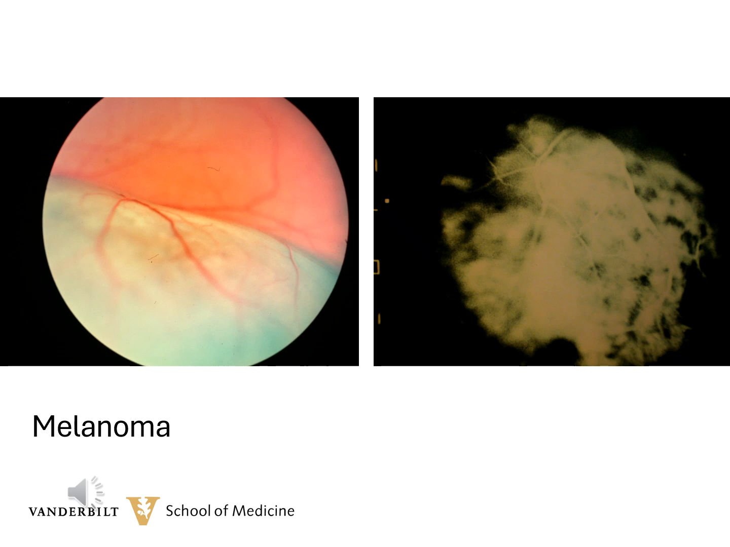This is an old example of a melanoma. We don't normally take angiograms of melanomas at this time frame, but if the tumor is large enough, you can see the tumor vessels, and this is called a double circulation.